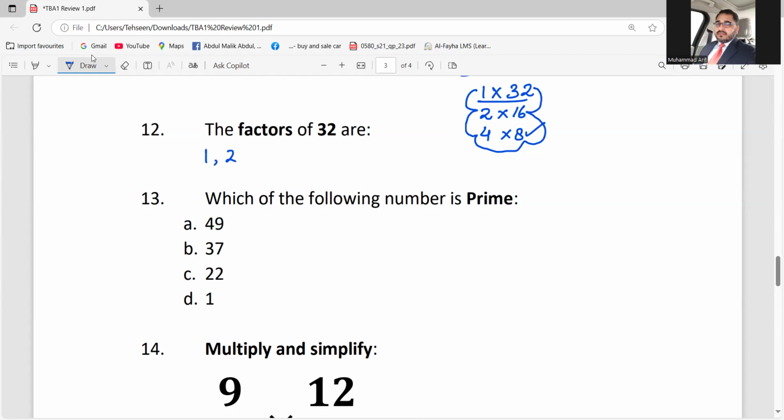1, 2, 4, 8, 16, 32. These 6 are the factors of 32.